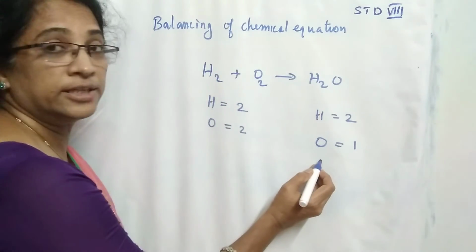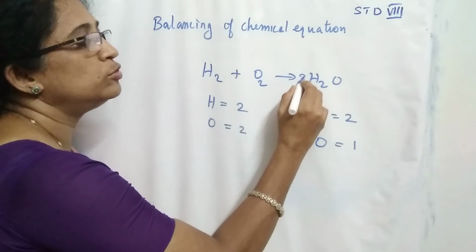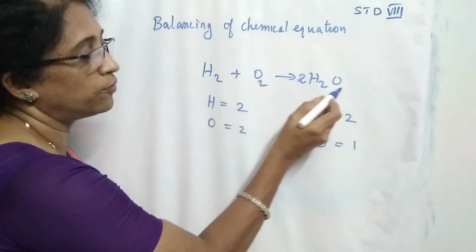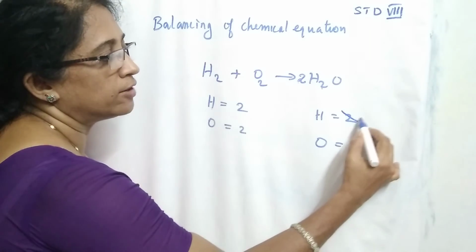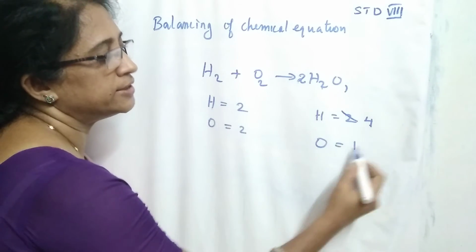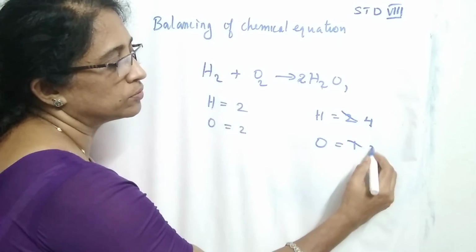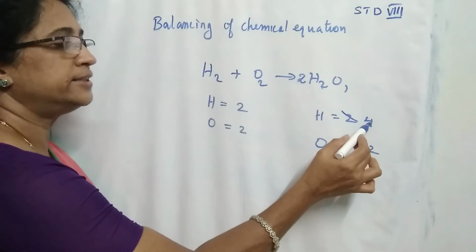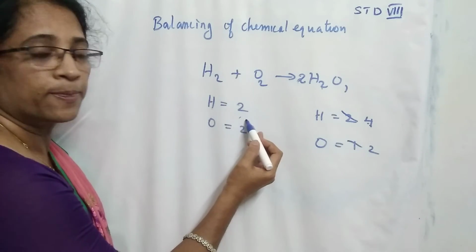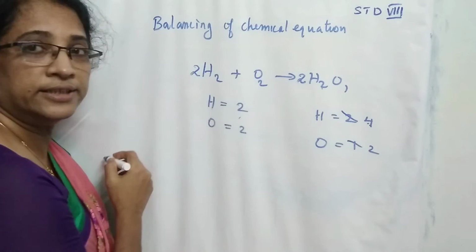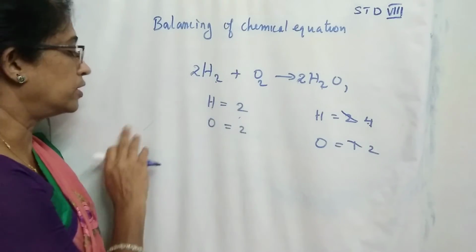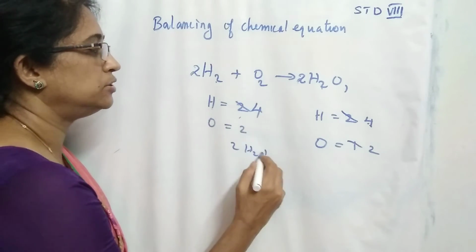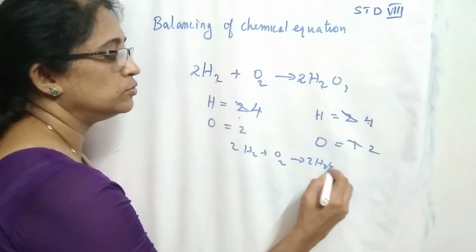So, make the number of oxygen on the right side 2 by writing 2 as a coefficient along with the water. Write 2 over here, then multiply each number of atoms with 2. 2 2s are 4, strike out 2, write 4. Then 2 into 1 is equal to 2. Now, hydrogen is not balanced. On the right side there are 4 atoms, on the left side only 2. So, write 2 along with the hydrogen. Then 2 2s are 4. Strike out 2 and write the 4. So, the balanced equation is 2H2 plus O2 gives 2H2O.